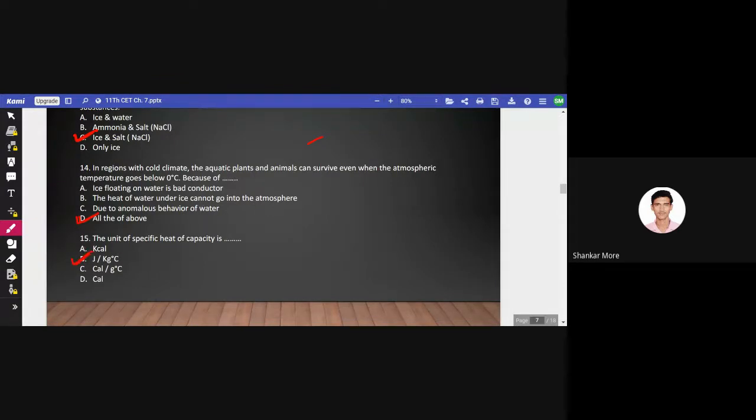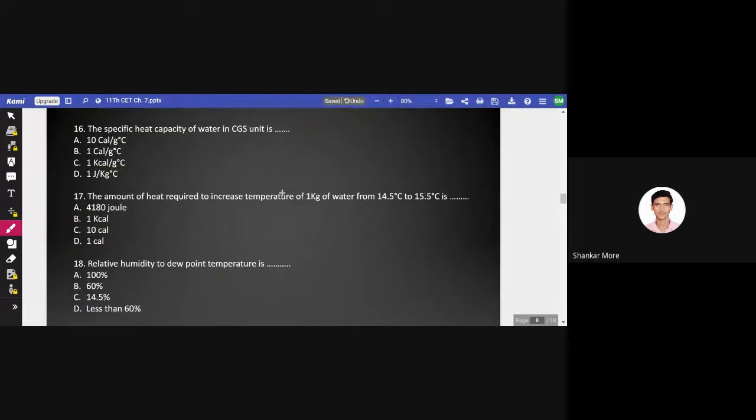It makes me happy. Okay, so question 16: what is the specific heat capacity of water in CGS units? Option B is again correct. 1 calorie per gram degree Celsius. Option B is correct, right, Sahil? So option B is correct.